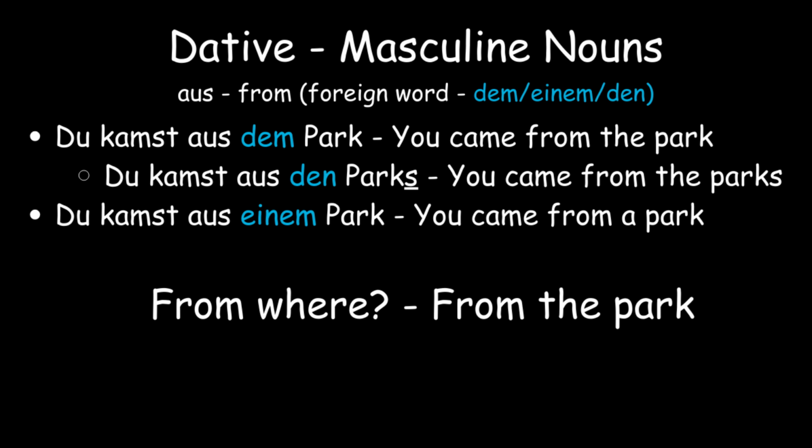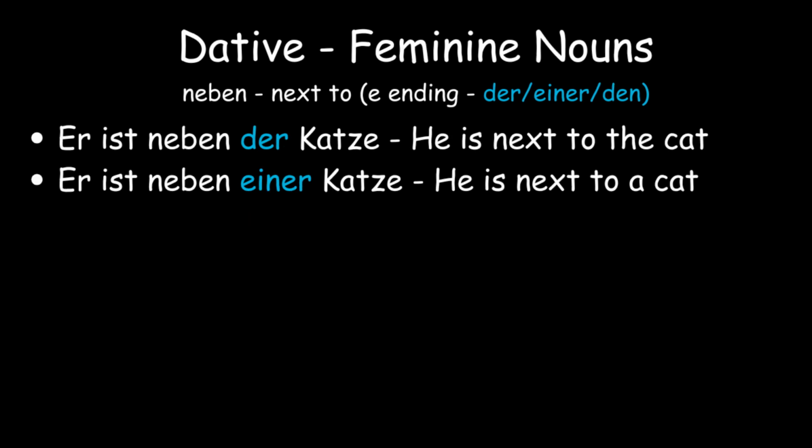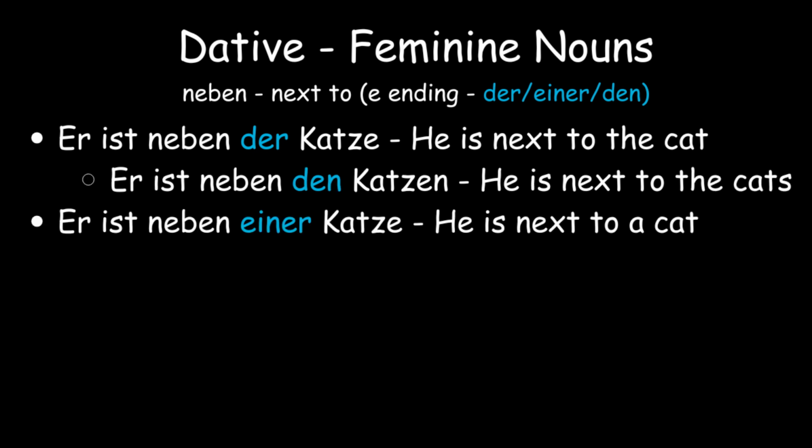Let's continue with feminine nouns. Here we have another preposition. Ist neben der Katze. Ist neben einer Katze. To pluralize it, change the article and noun. Ist neben den Katzen. It's dative because of the preposition and articles.